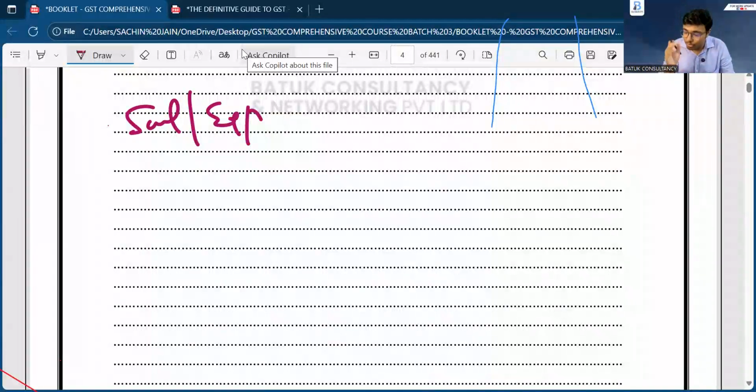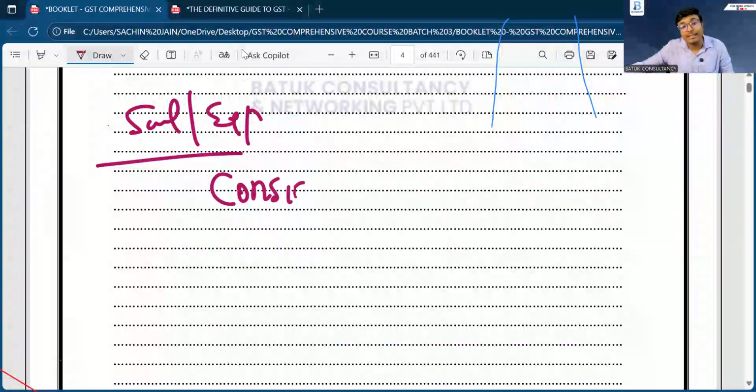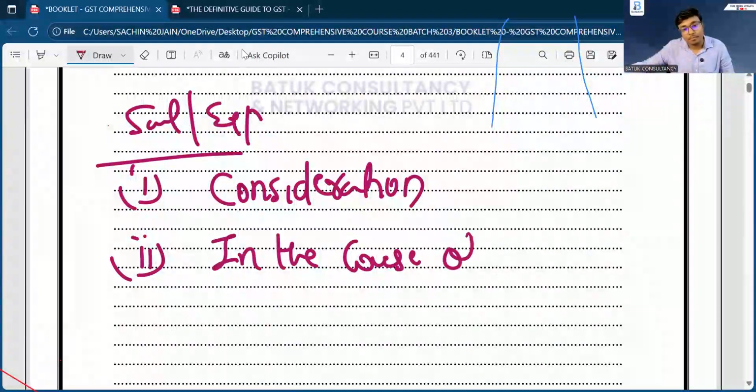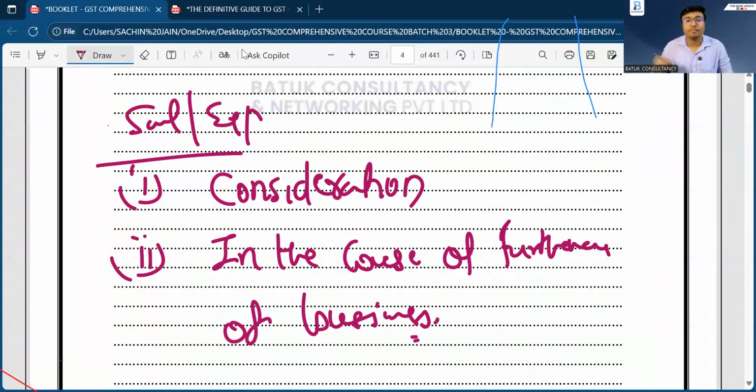in such a scenario you have to check that this particular activity or transaction is for a consideration, or second, in the course or furtherance of business. So there are two mandatory elements. Suppose a particular activity or transaction qualifies the definition as sale, but there is no consideration. In that case, the same will not be treated as supply, no question of GST.